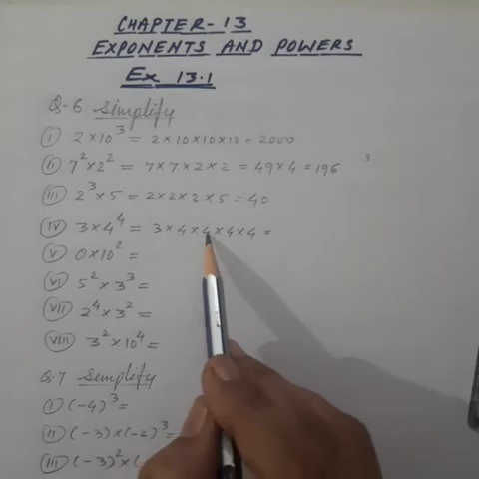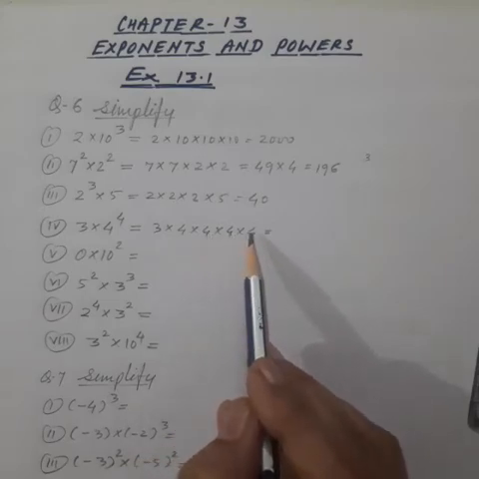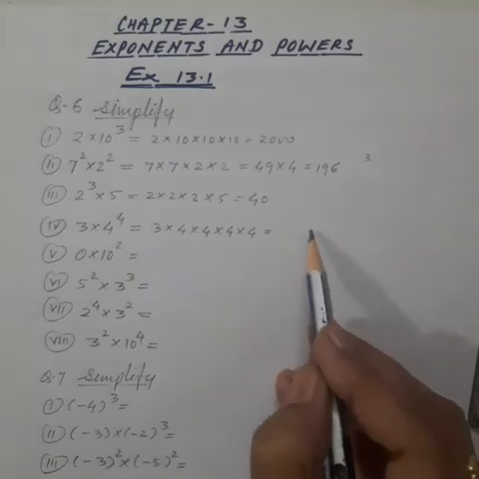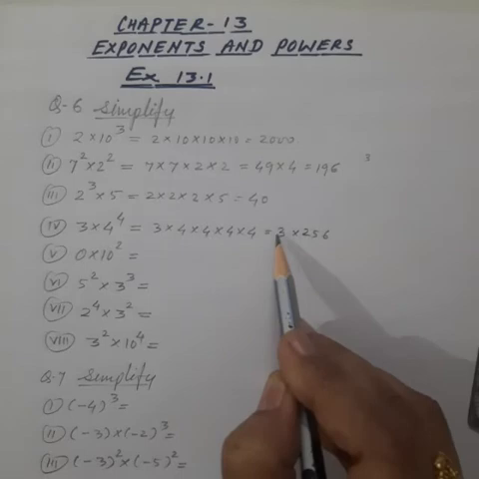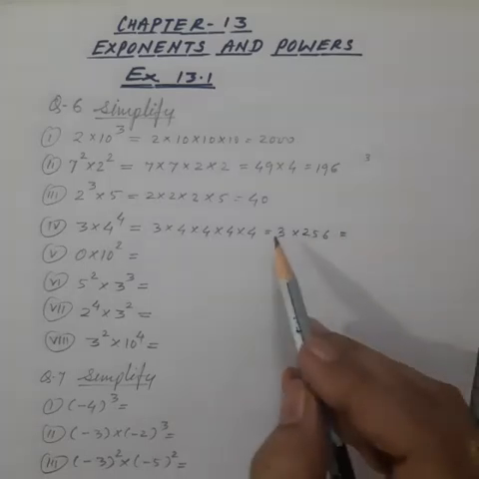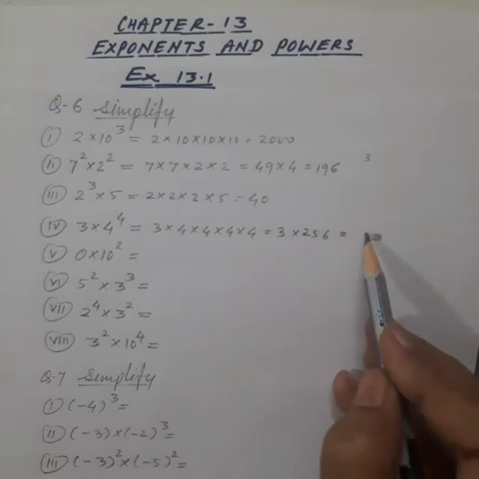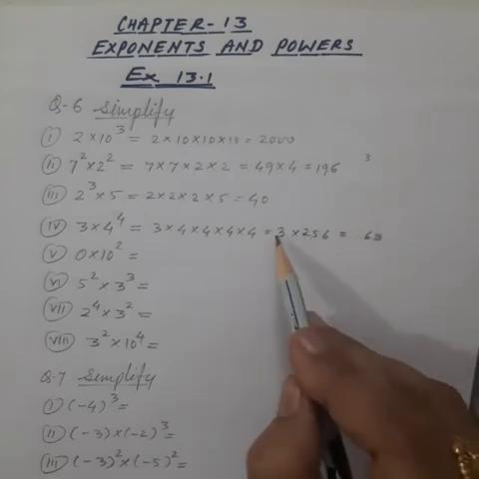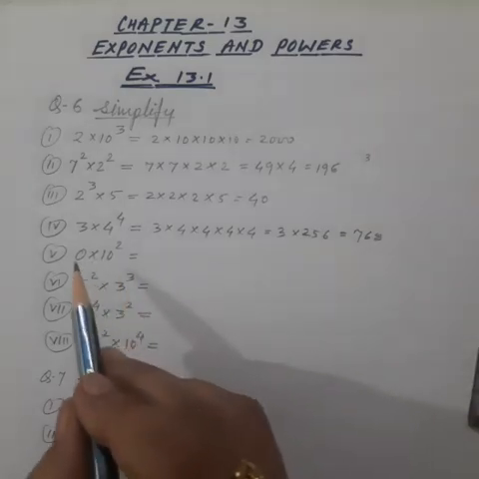4 into 4, 16. 16 fours are 64 and 64 fours are 256. And here 1 times 3. Multiply it. 3 6s are 18, 1 carried. 5 3s are 15 plus 1, 16, 1 carried. 3 2s are 6 plus 1, 7. 768.